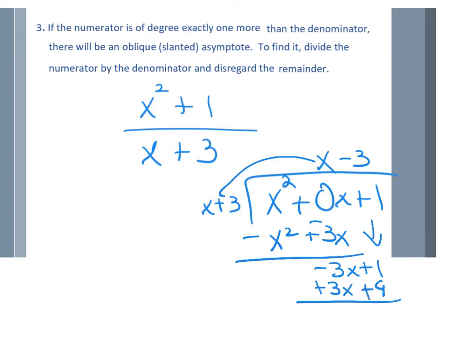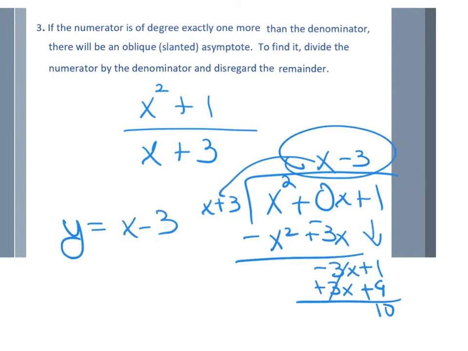Flip the signs. I don't need this remainder. All I need is this. So my slant asymptote occurs at y equals x minus 3. No horizontal this time, just a slant. And then I would graph this line using y equals mx plus b. So let's go ahead and let's see some examples now. We'll put it all together.